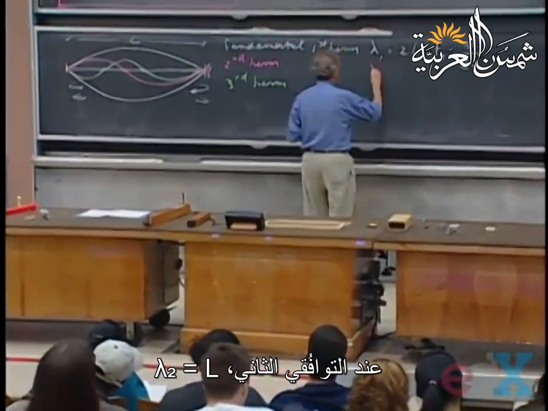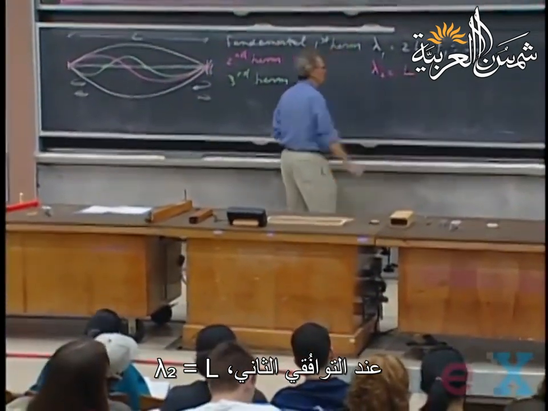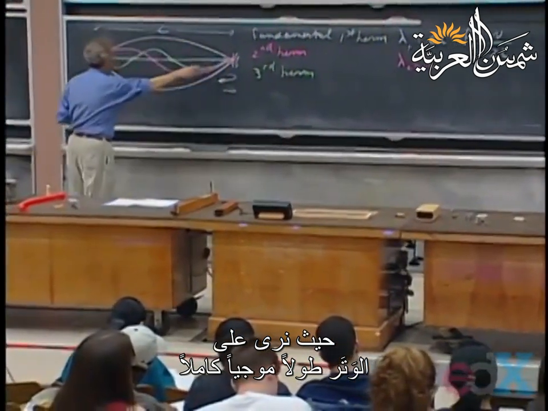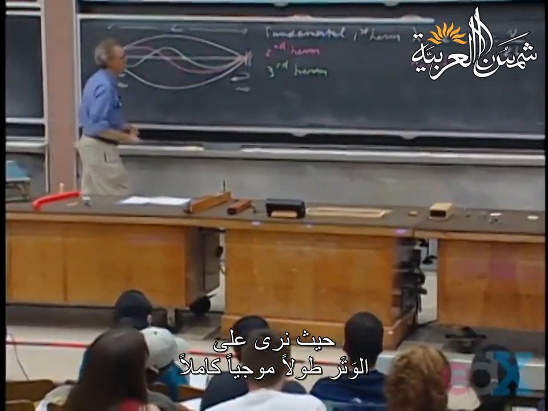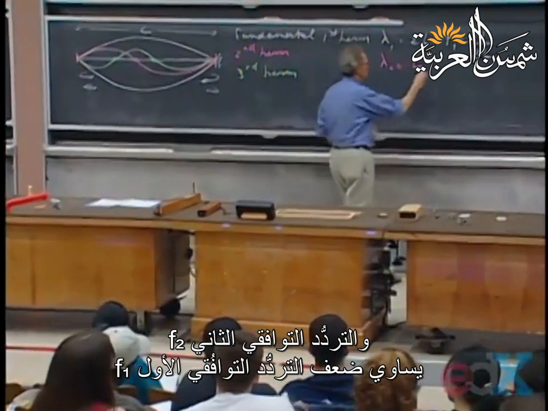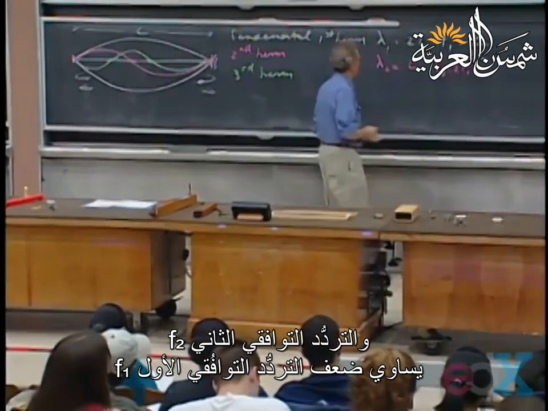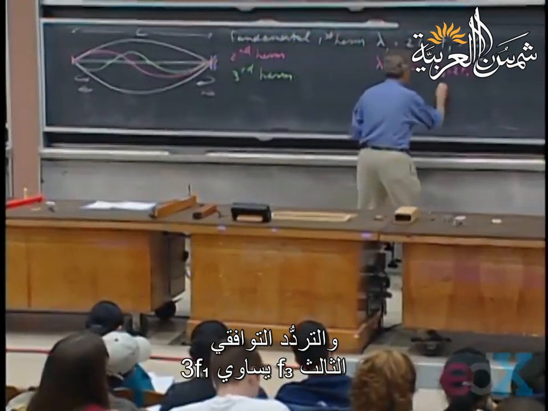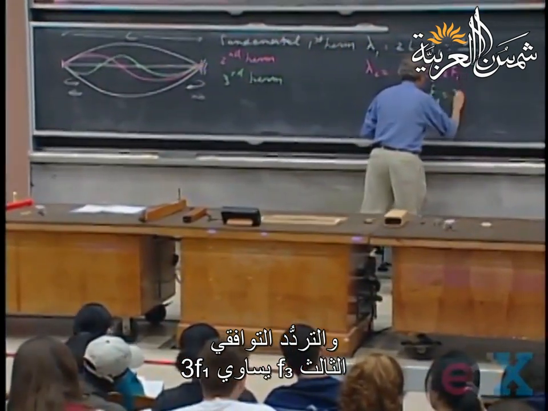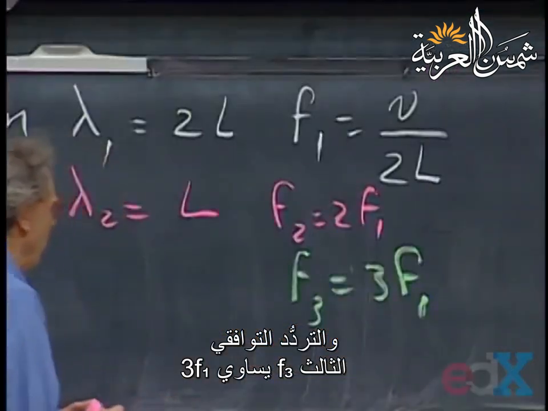For the second harmonic, lambda 2 equals L. You can tell, you see a complete wavelength here. And F2, that frequency, is going to be twice F1. And F3 is going to be 3 times F1.